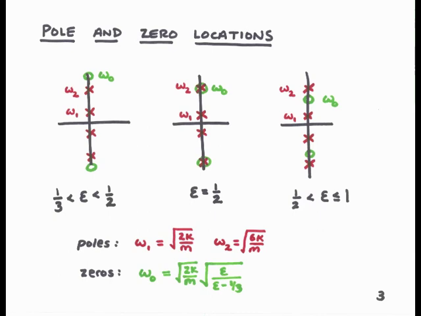Here these results are shown in the S-plane for the various values of epsilon we're considering. Denote the frequency of the bounce mode, square root of 2k over m, as omega 1, and denote the frequency of the tilt mode, square root of 6k over m, as omega 2. We'll denote the zeros by omega sub 0, and we'll plot the poles and zeros on the imaginary axis.